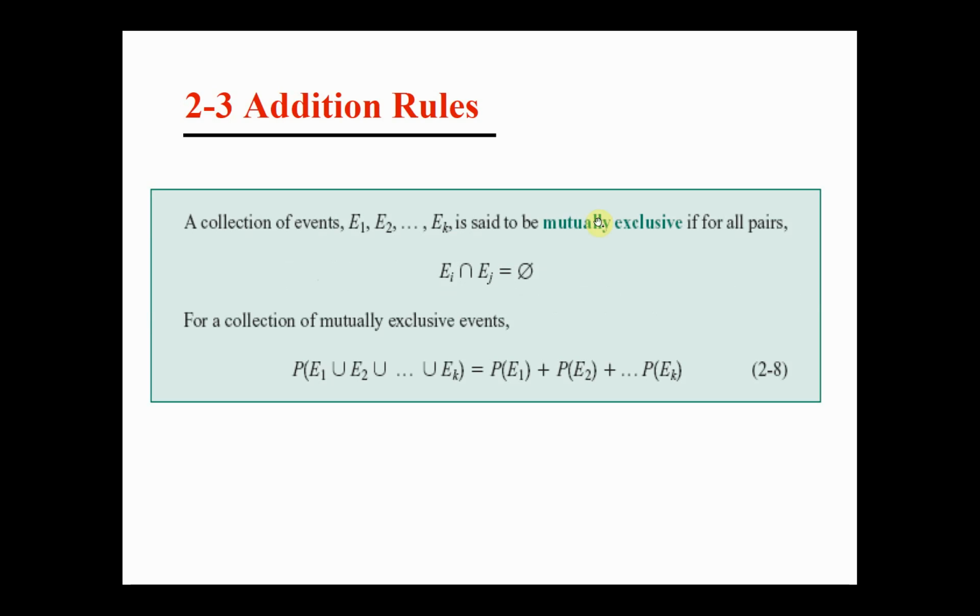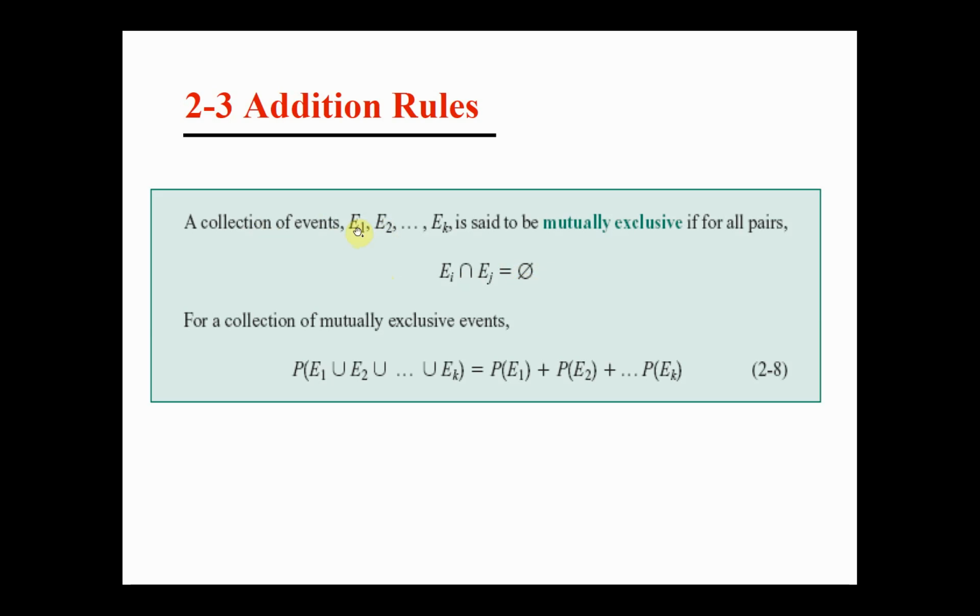If we have only two events, E1 and E2, when are these events mutually exclusive? We say events E1 and E2 are mutually exclusive if E1 intersection E2 is the empty set. Now, can we extend this to more than 2, to 3, 4, 5, 10, 100 million events? So a collection of events.